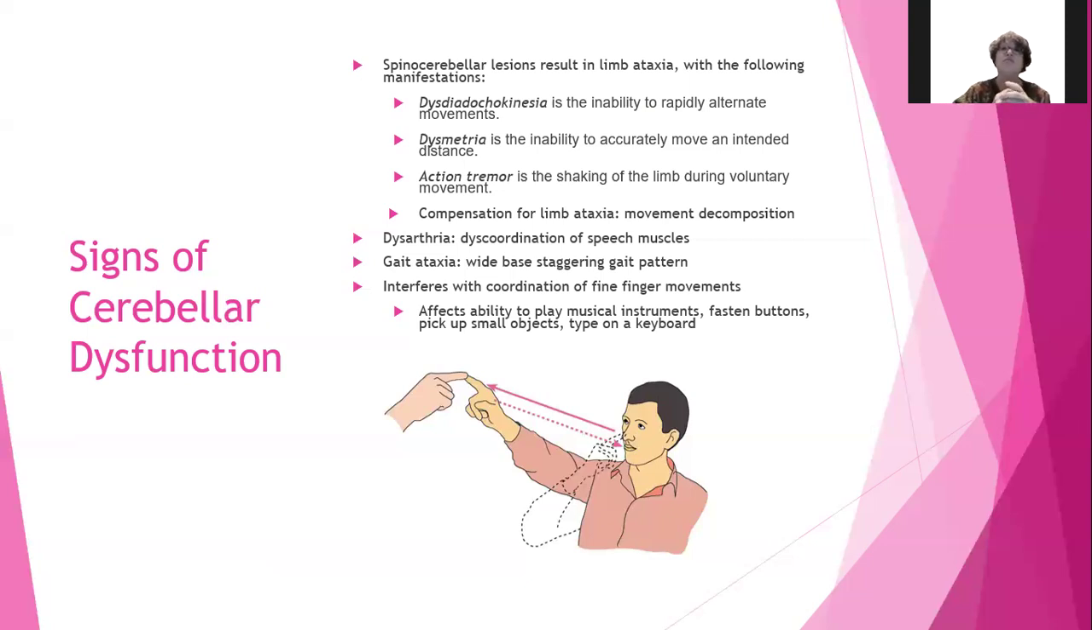Spinocerebellar lesions also interfere with coordination of fine finger movements, like the ability to play a musical instrument or fasten buttons or pick up small objects or type on a keyboard. I don't know, maybe if you type with one finger, it'll work. I don't think so, but just those fine finger movements.